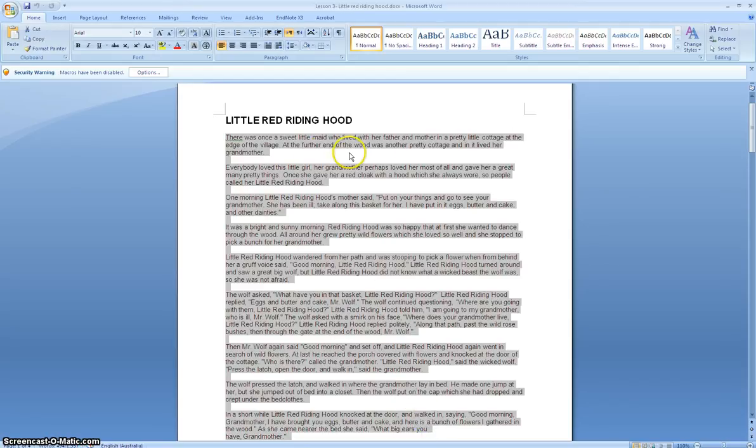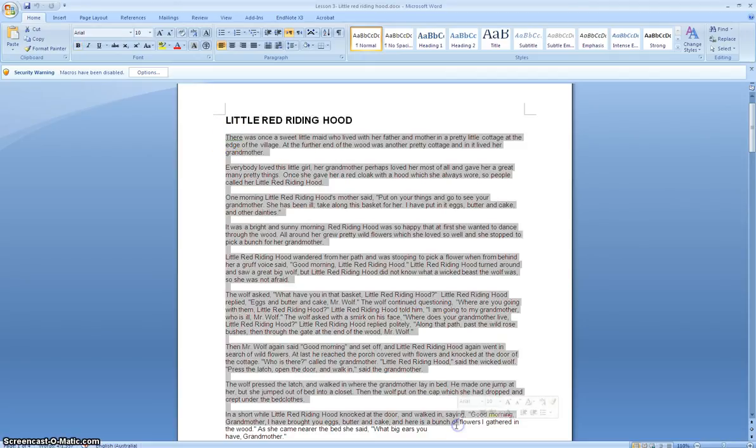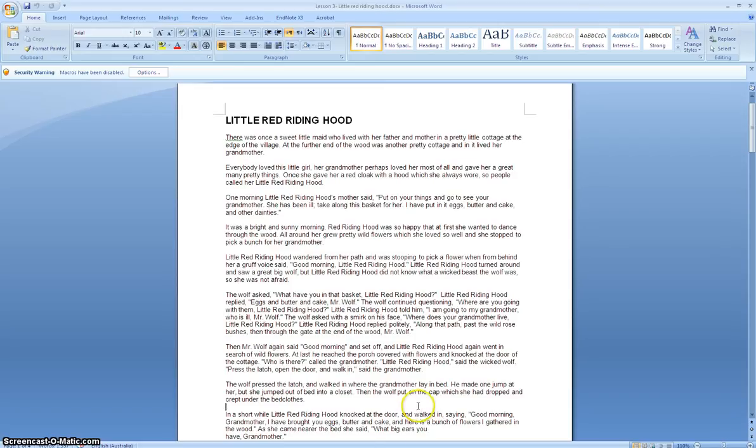It's a fairly easy story for all students to understand, and they're all aware of the Little Red Riding Hood story, which makes it a little bit easier for them to turn it into a play script. So this was sourced from the internet and then printed for each student to have on their desk.